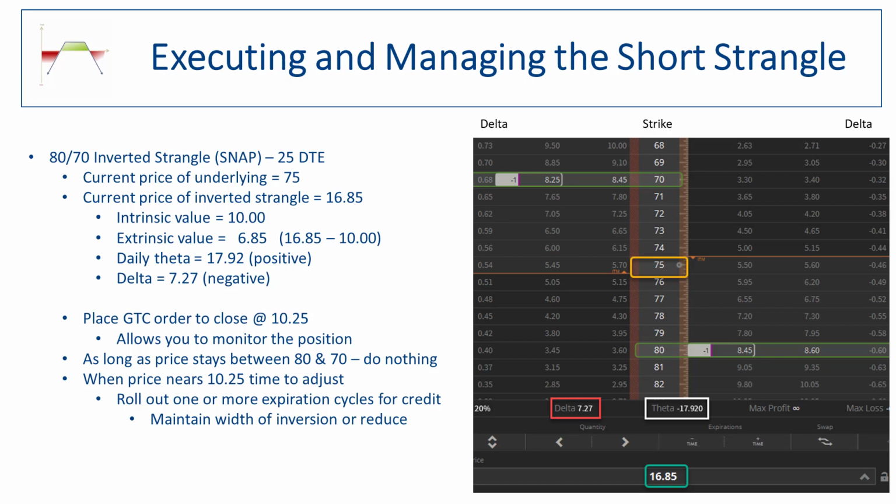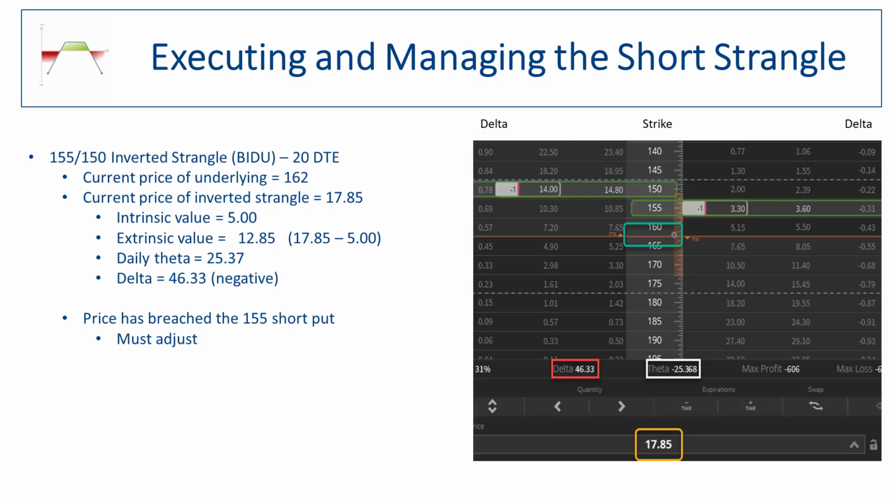When the mid price to close the position nears the price of $10.25, it is time to adjust. Here is the proper way to adjust the trade. Roll the inverted strangle out one or more expiration cycles. Do not increase the width of the inversion. Reduce the width of the inversion if possible, but only for a credit or zero. Do not add more capital to the trade.